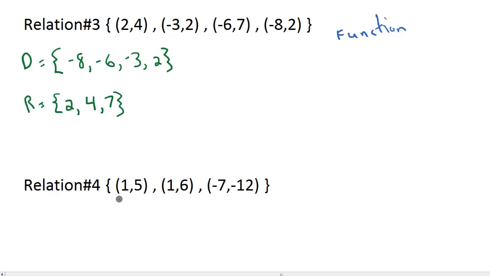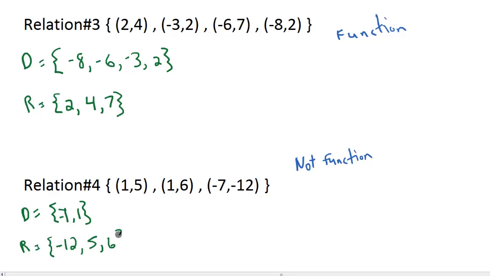And then our last one down here, we've got a 1, and since that repeats itself, it's not going to be a function, right? Because if we plug in a 1, do we get a 5 or a 6 for our output? So that's not going to work out. So we can say not a function. We can still get a domain and range though. Our domain is going to be negative 7, and then a 1. And then our range will be negative 12 as our lowest, then we've got 5, and then a 6.